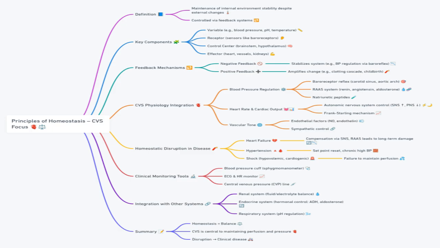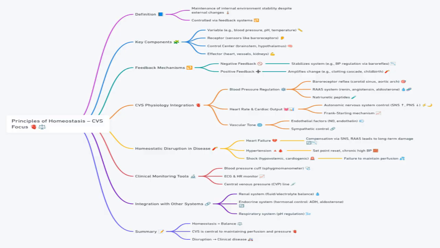So with pH regulation, the mechanism is simple: buffer system, respiratory system, and the renal system. With the buffer system, it's bicarbonate buffering in the blood. The respiratory system adjusts the carbon dioxide levels via breathing rates. And the renal system excretes or retains hydrogen ions and bicarbonates.